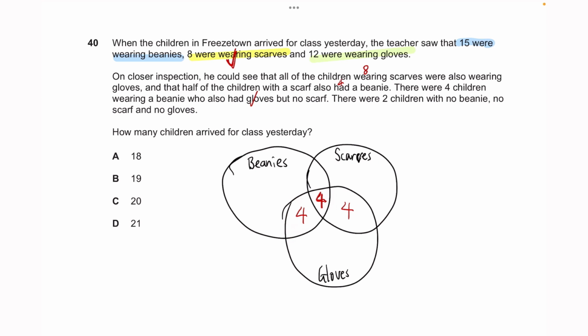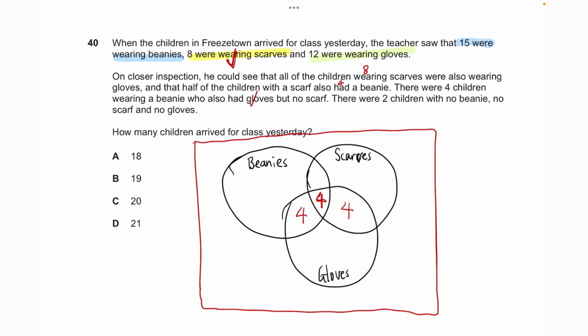So boys and girls, when you've got something where it doesn't go through anything, you've actually got to draw your rectangle and write the 2 on the outside, because that means they're not wearing anything. And from here, we can slowly fill out everything else. We know that 15 were wearing beanies. So far, there's 8 here. And so that means the number of children just wearing beanies is 7. And the number of children wearing gloves was 4 plus 4 plus 4, which is 12. So we don't need to fill in anything here, or here as well.